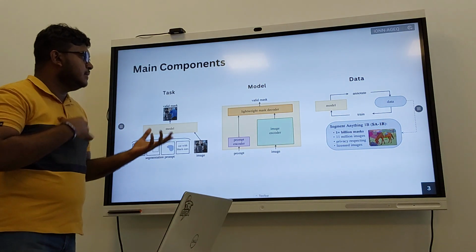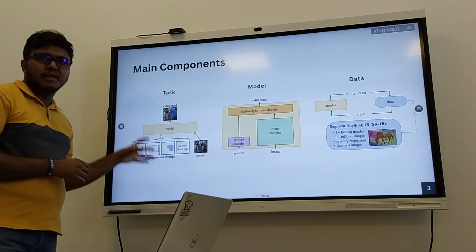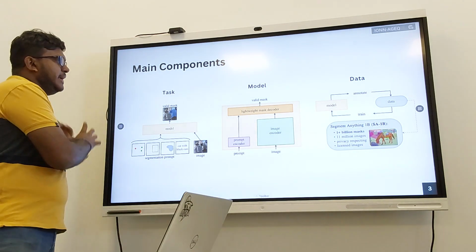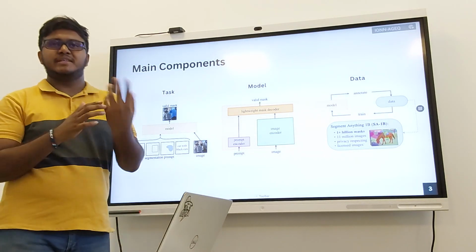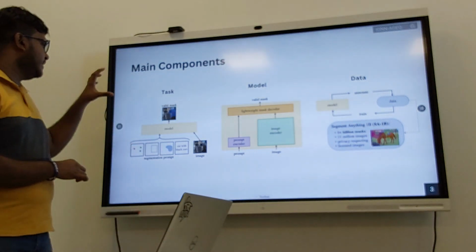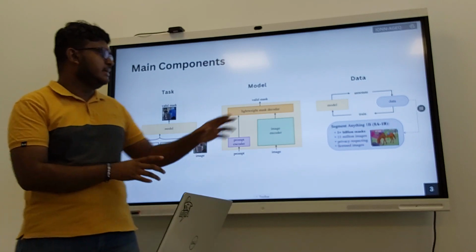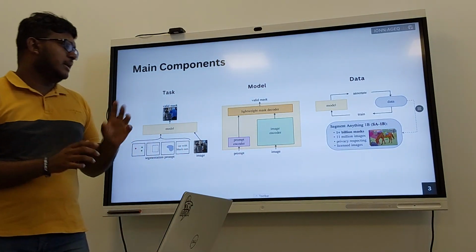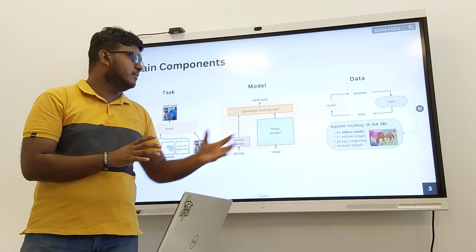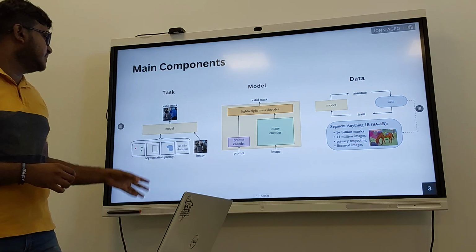In SAM, they have mainly three parts. They define what the task is, like in LLMs, which is next token prediction and masked language prediction. They have to define a generalizable task, and then they come up with a model, and finally they build the largest existing dataset to date for image segmentation. So these are the three components that we will be discussing.